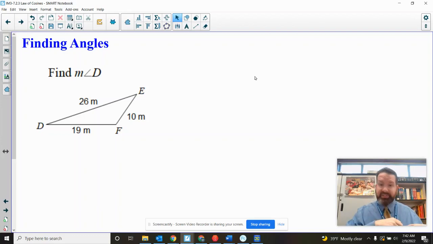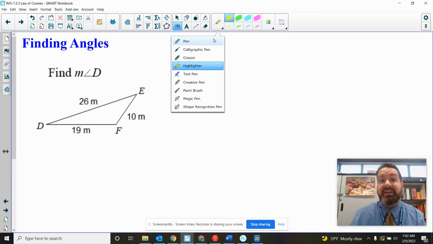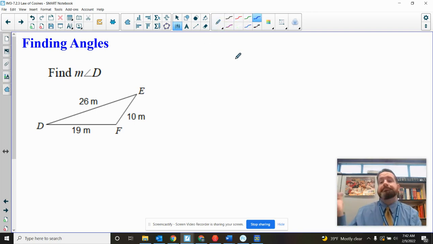Let's use now our law of cosines to find some missing angles. Here we go. So, the important thing, check to first see if you have a set of opposites. We don't. Law of sines isn't useful. Law of cosines is.